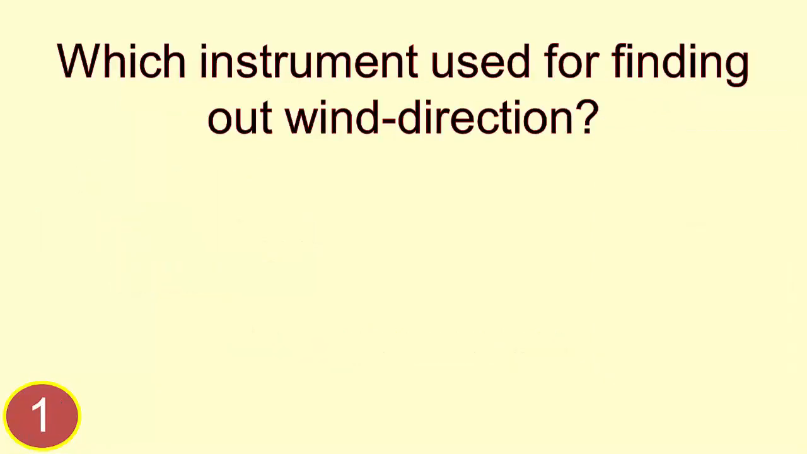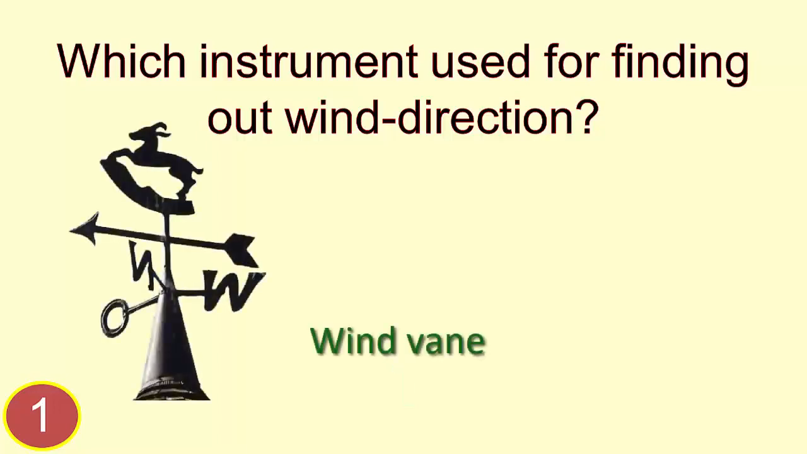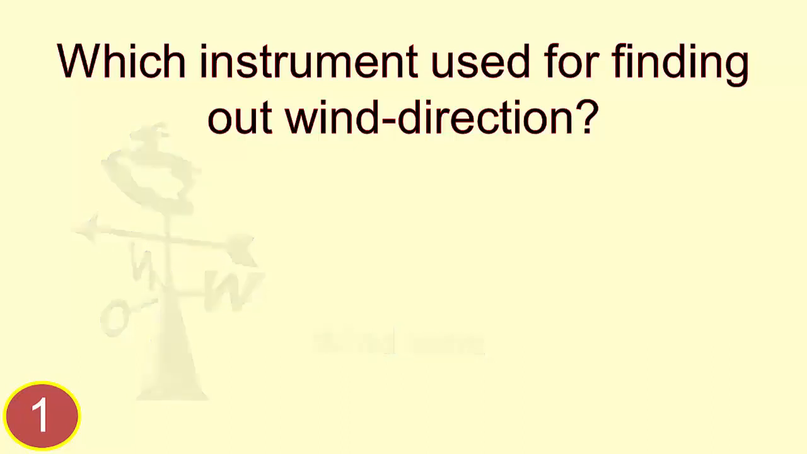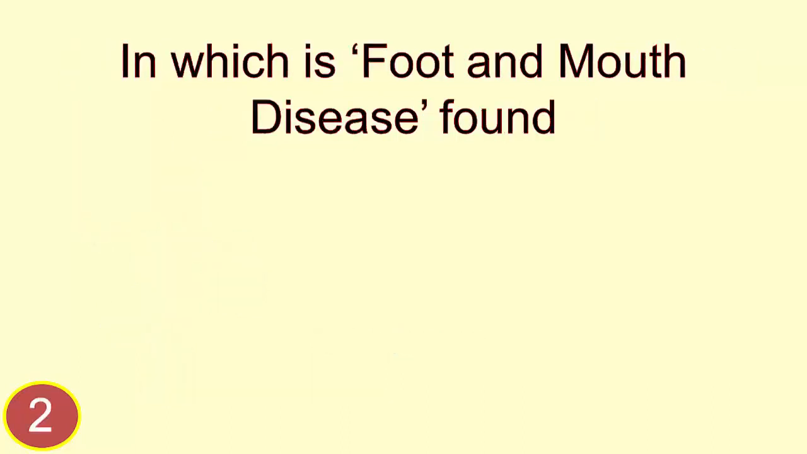Which instrument is used for finding out wind direction? Answer is wind vane. The wind vane is usually combined with the emitter. Wind direction is the direction from which the wind is blowing. In which animal is foot and mouth disease found?